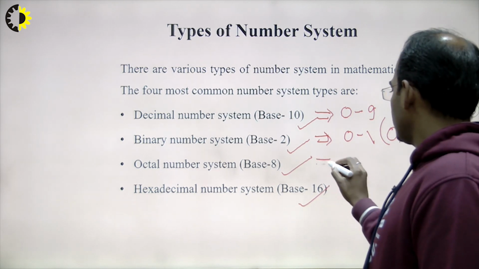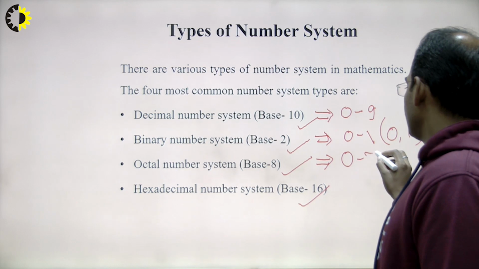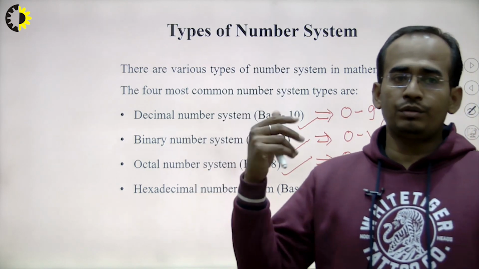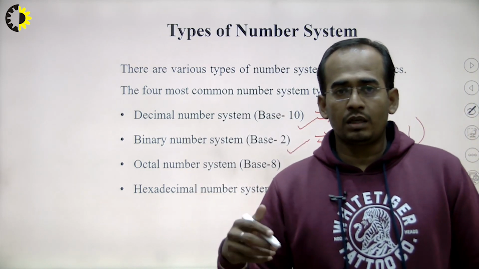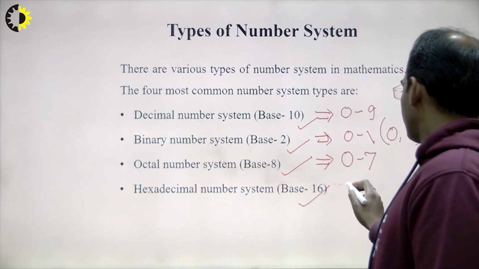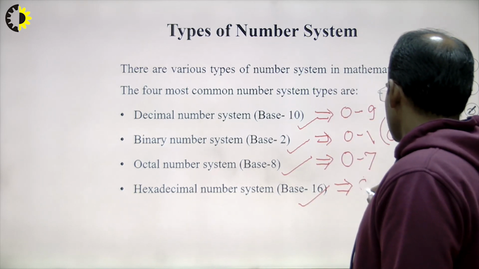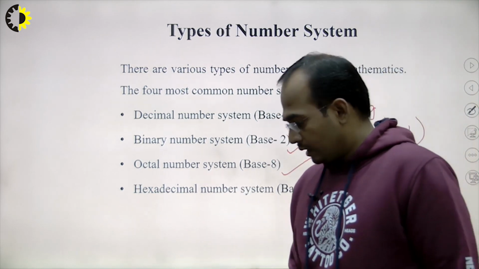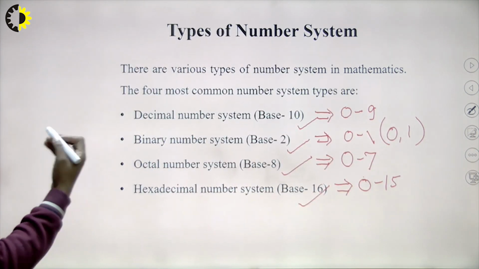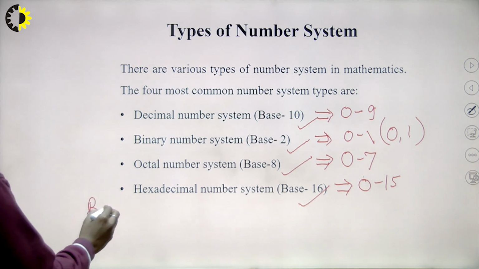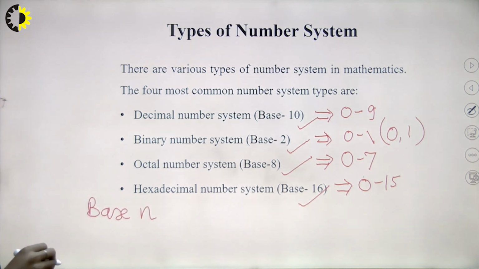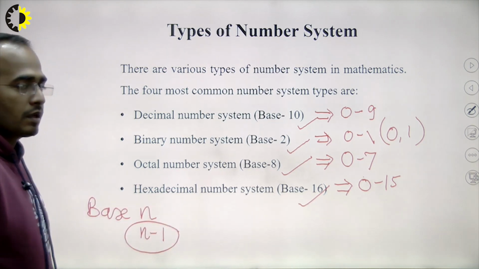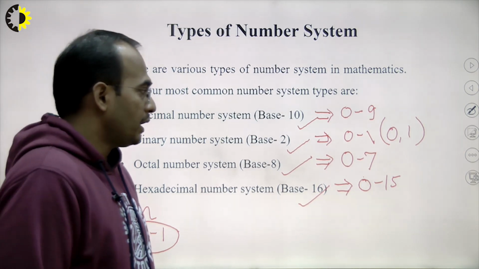In the octal number system the digits used are 0 to 7. Or, suppose I want to use any other number system, say base 9, then how many digits will be used in that system? In hexadecimal it is 0 to 15. So, if I am using base n, the digits used in base n will be 0 to n minus 1.